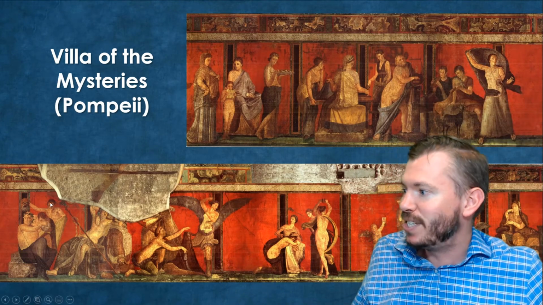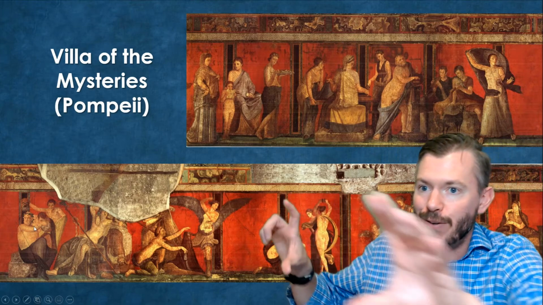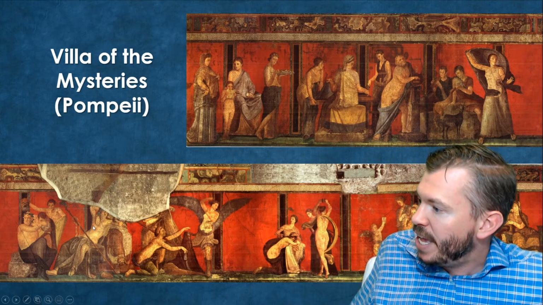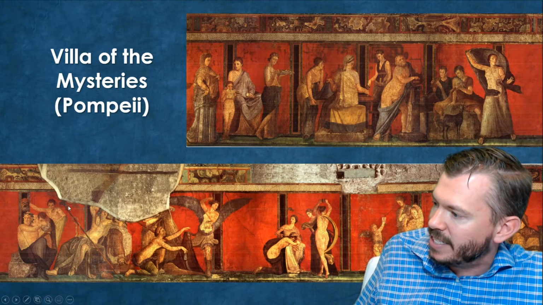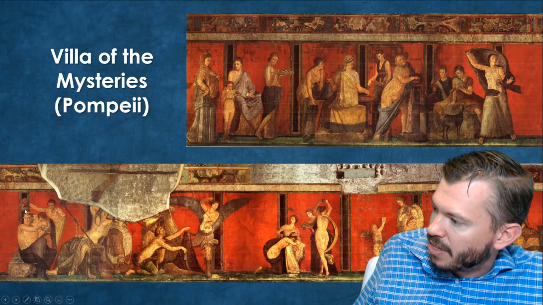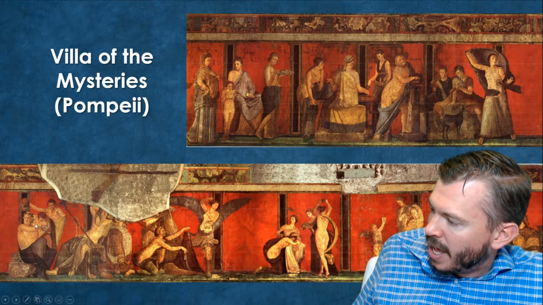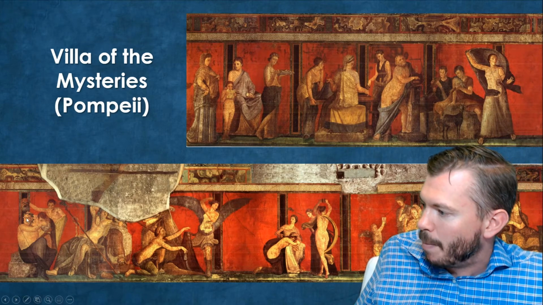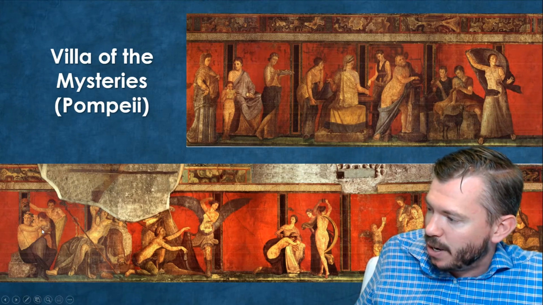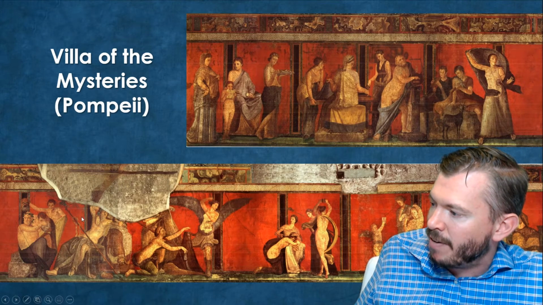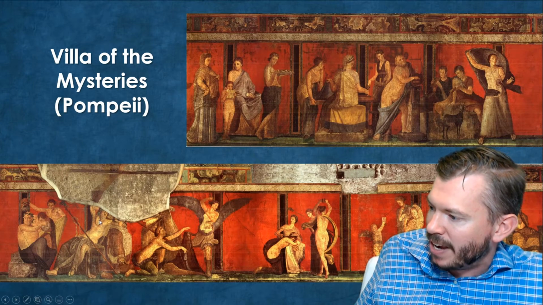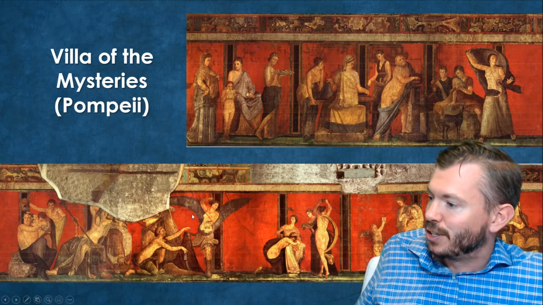Then things start to get dark in the bottom register as we move on to another wall. Here we can see Dionysus, or almost see him. He's blocked out, but we can tell it's Dionysus from things like the masks over here, and Silenus, a minor deity associated with Dionysus, and then the thyrsus, his staff with vines growing out of the top of it.